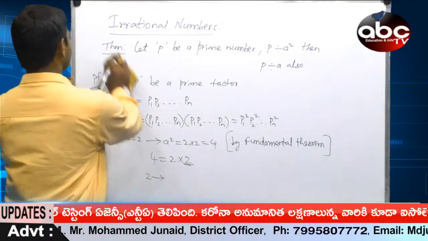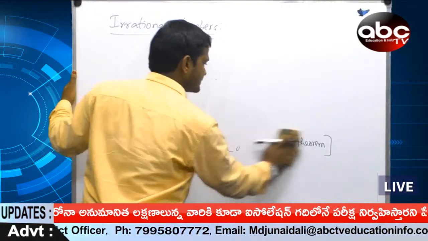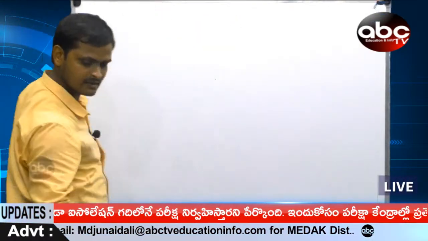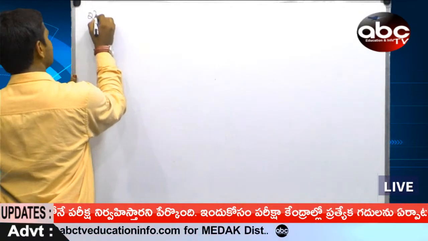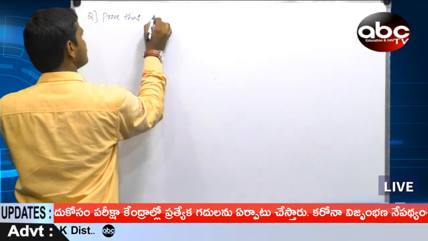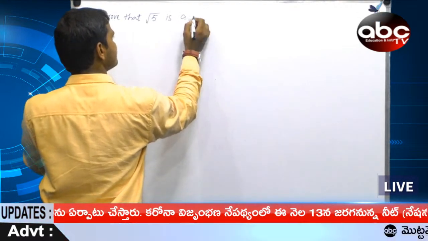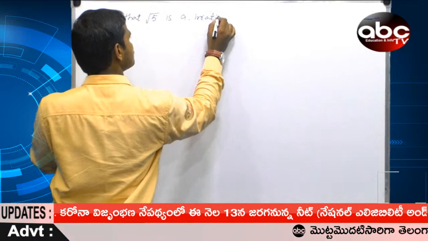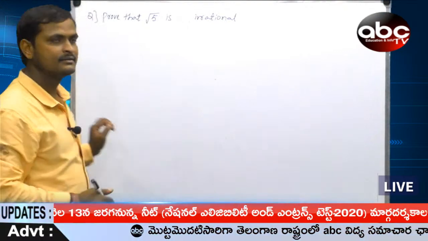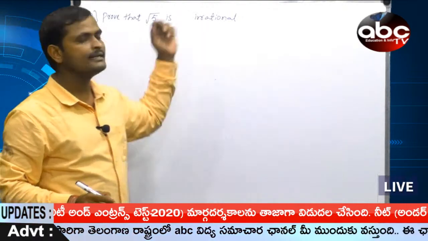Now, how to prove or show that a given number is irrational? Prove that root 5 is irrational. See, how to prove root 5 is irrational.